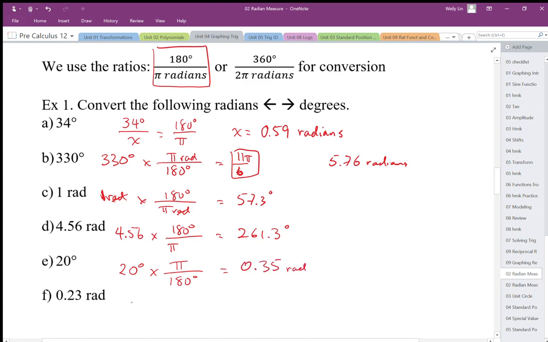And then lastly, 0.23 radians. So it's 23% of 1 radian, so it's probably going to be about a quarter of 57, about 15. It looks like a little under 15 degrees. So let's go times, again, the degrees now on top and the radians on the bottom so that they cancel out. Cancel those out. 0.23 times 180 divided by pi gives us 13.17, so I'm going to round that to 13.2 degrees.